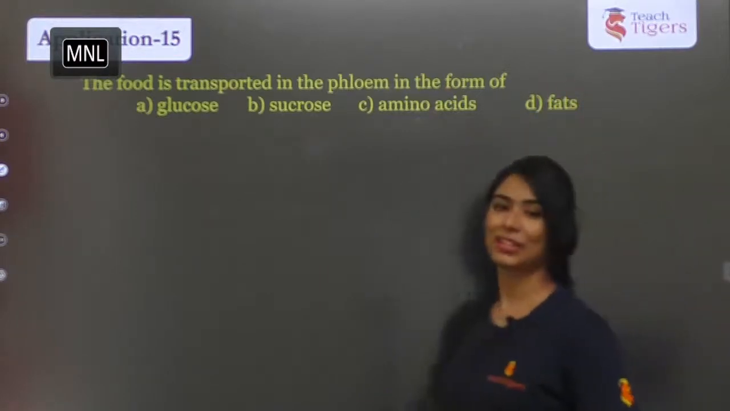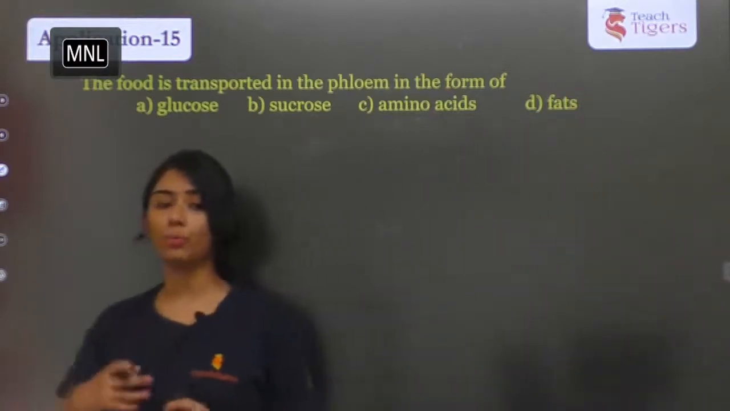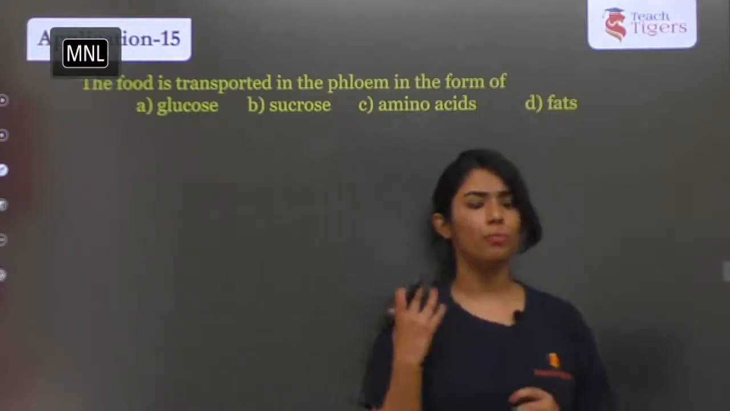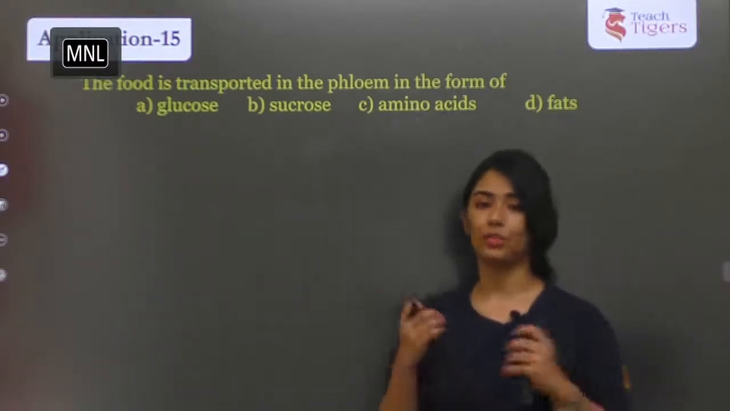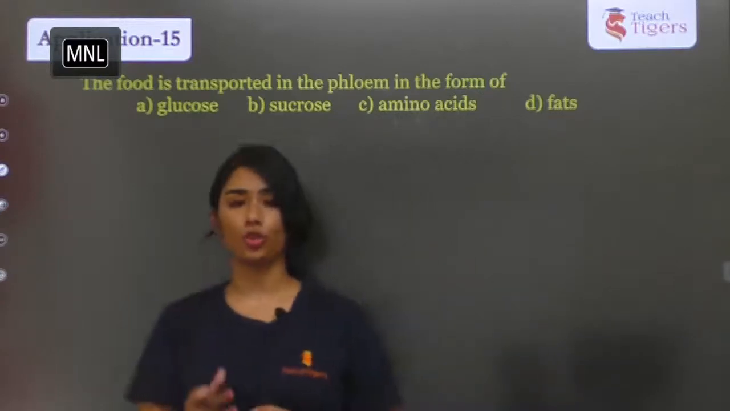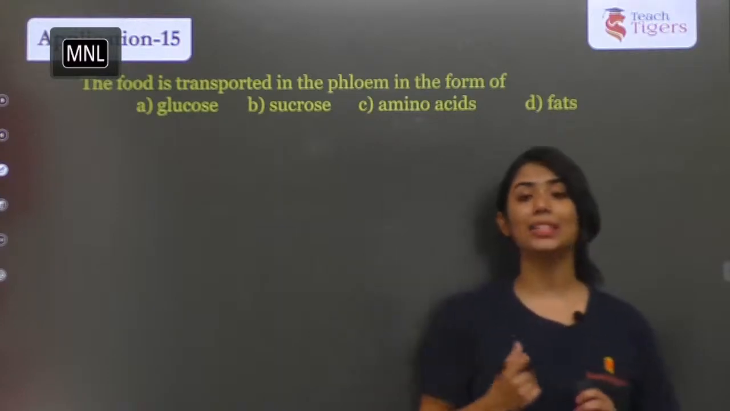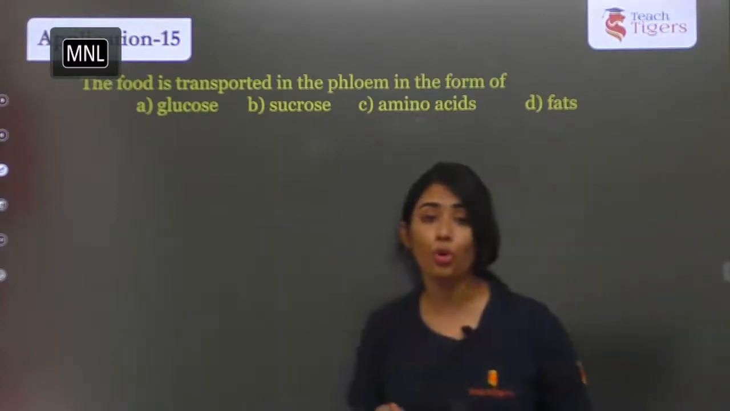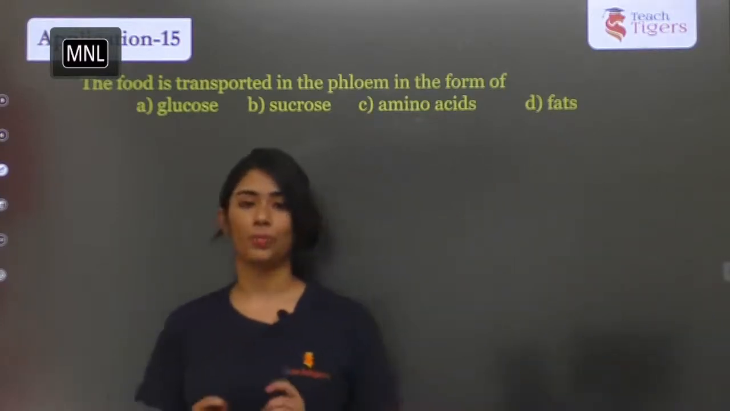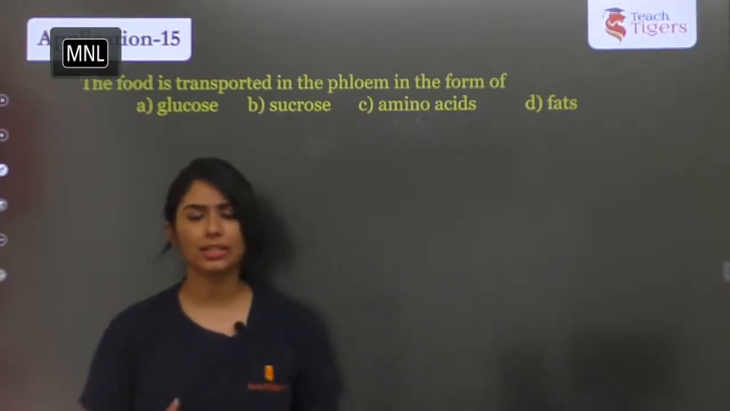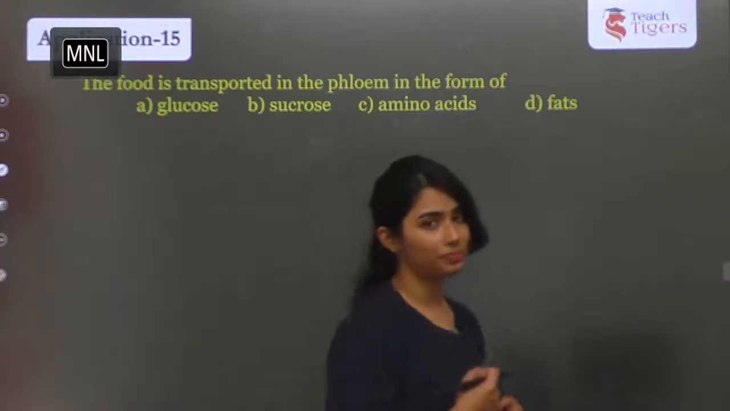Okay, next, the food is transported in the phloem in the form of glucose, sucrose, amino acids or fats. So how will the food be transported inside the phloem? Where exactly is the food being produced? In the leaves of the plant, right? By the process of photosynthesis. So we saw that photosynthesis is a process by which plants are able to make their own food, that is glucose, using light energy and inorganic materials like carbon dioxide and water.